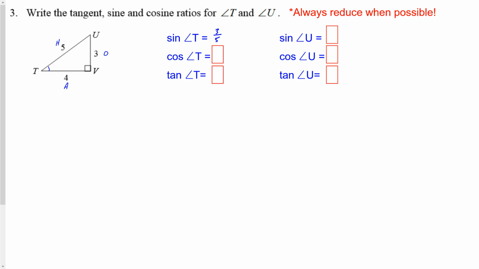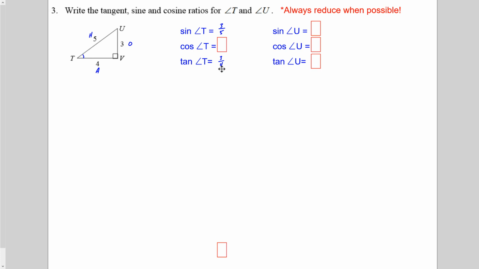Notice how I've labeled the different sides based on working from angle T. So the cosine now is the adjacent over the hypotenuse. That'd be 4 over 5.